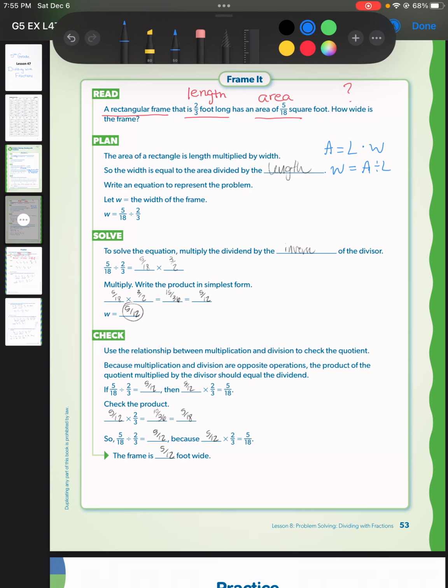In the plan, it guides students through solving the problem. It might be helpful to remind students of what the formula looks like, because they're used to seeing this formula as area equals length times width, so that they can see why it makes sense that the width equals the area divided by the length. You're following the same steps where you're setting up your division problem and then multiplying by the inverse. And as always, students are writing their answer in simplest form.